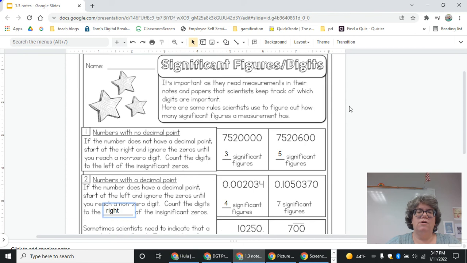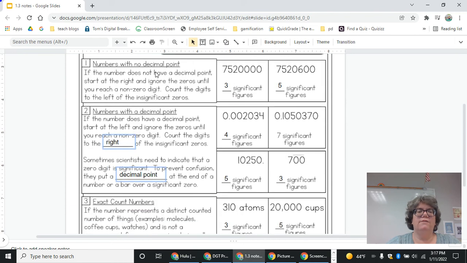Okay? So here are the rules for figuring out significant figures. First, if you have a number with no decimal point, so there's no decimal point anywhere in the number, you start at the right and ignore zeros until you get to the first non-zero number. In this case, the first non-zero digit happens to be a 2, and then you keep counting to the left. So for this number, we ignore all these zeros and then start counting 1, 2, 3. So this number has 3 significant figures. These zeros are just placeholders.